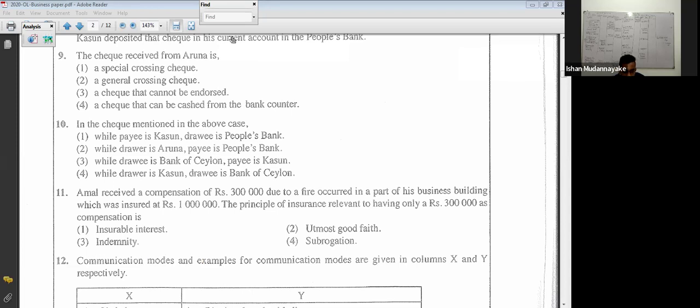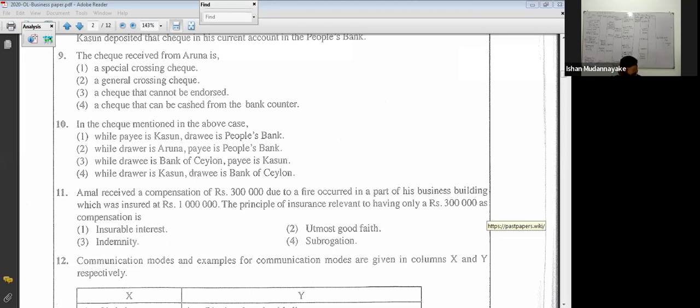Shania correct. Hasidu correct. Aisha correct. Lama, what is the answer? The principle of insurance relevant to receiving only 300,000. Indemnity principle. To reinstate the damage, the insurance company pays compensation. To come to the previous level, the insurance company pays compensation. Therefore, third one is answer. Indemnity principle.